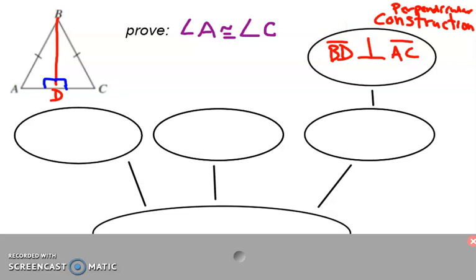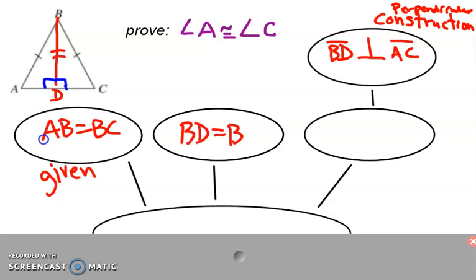So hopefully you said that AB and BC are equal to each other because it's actually given to us. And hopefully another choice here is that maybe let BD be equal to itself. Now that's called the reflexive property. So if you watched some of the earlier videos or if you were in class when I talked about this property, it's an algebra property which basically says that anything is equal to itself.